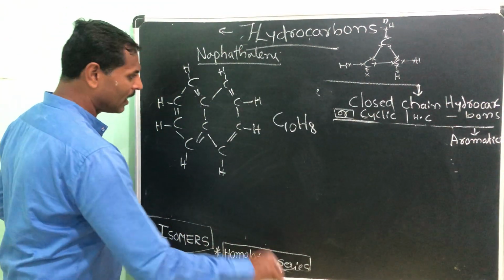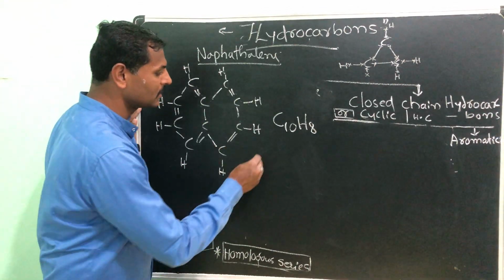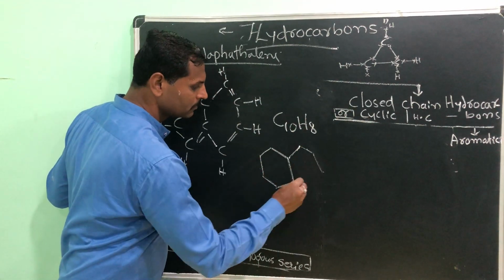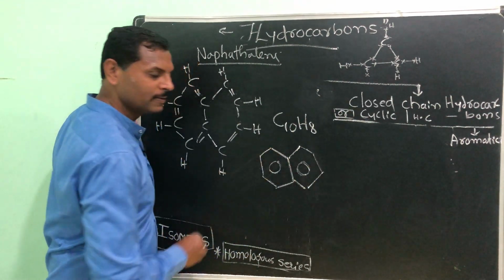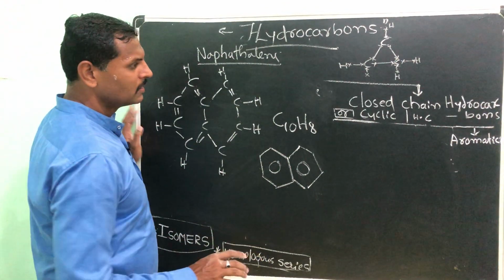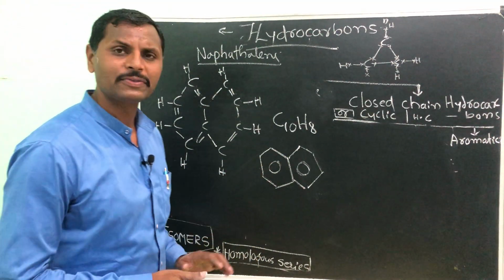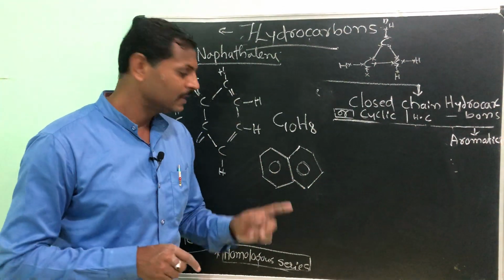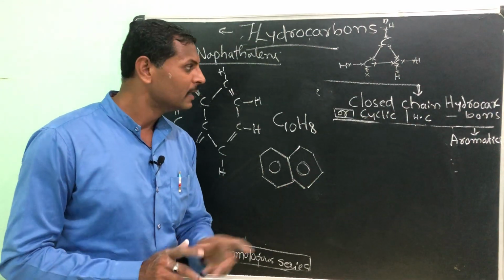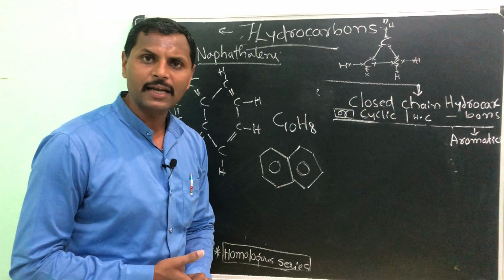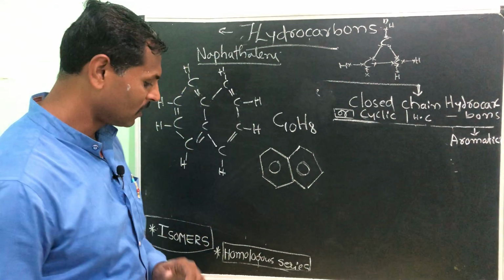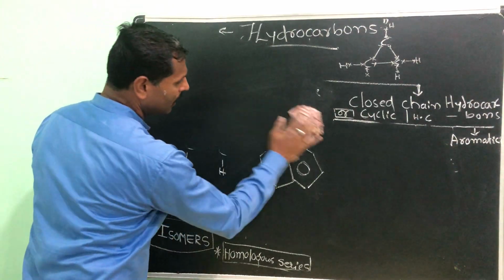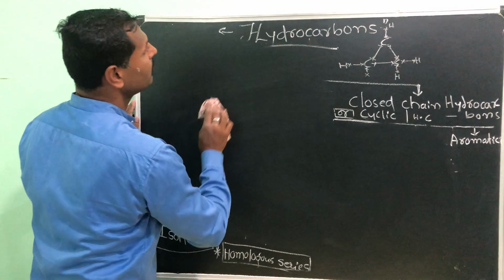One more way you can write the structural formula for this, like this. This is the structural formula for naphthalene. Just check it on your naphthalene balls. This type of structure they will give you in the paper also. There may be a paper around those balls, where they have given the structure of this. So that is all about the closed chain hydrocarbons. Next we will move on to the isomers.